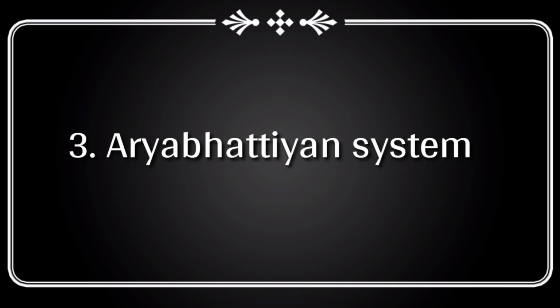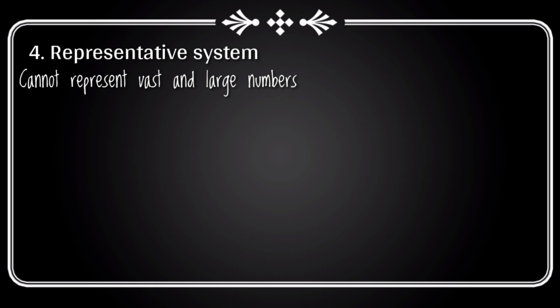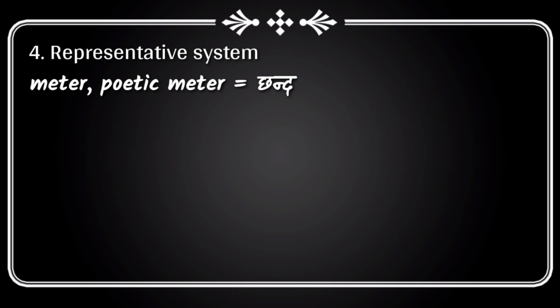So let us look at the fourth and the final system of numeration. The fourth and the final system of numeration is known as the representative system. This is a relatively easy way to represent numerals. It cannot represent a vast amount of numerals, but in order to encode with the meter or poetic meter in the verse, it is very helpful.